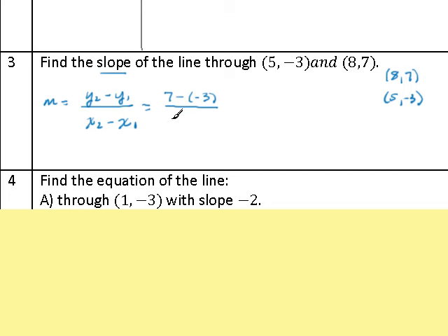And subtracting the x's, we have 8 minus 5. So in the numerator, we have 7 plus 3. And in the denominator, 8 minus 5 is 3. So the slope is 10 over 3.